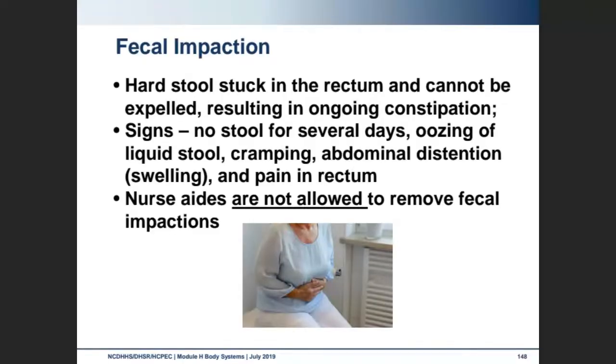Fecal impaction. This is hard stool that is stuck in the rectum and cannot be expelled. This results in an ongoing constipation. So if someone has not had stool for several days, if they have abdominal swelling or distension and pain in the rectum, this is a sign that there may be fecal impaction. Sometimes you'll also see oozing of liquid stool around it, or it's coming out. Don't mistake that for a bowel movement. A lot of times if there is a true fecal impaction and constipation, some liquid stool will make its way around. That is not a bowel movement.